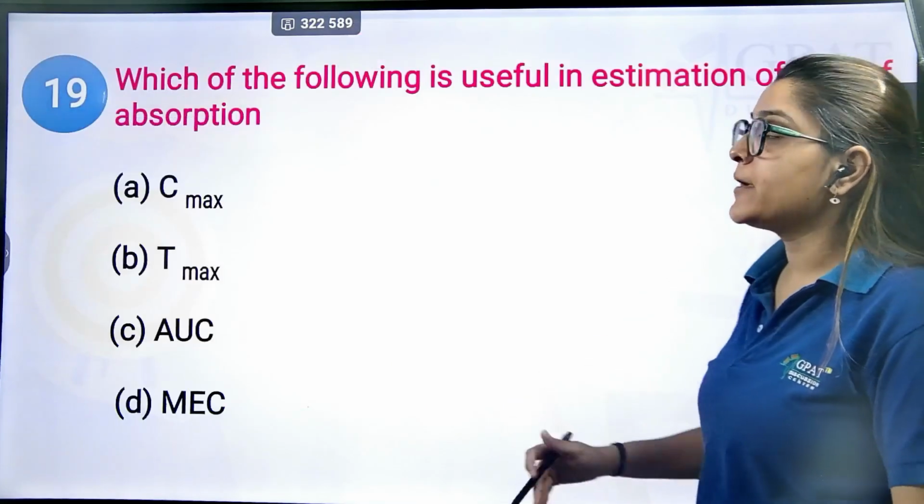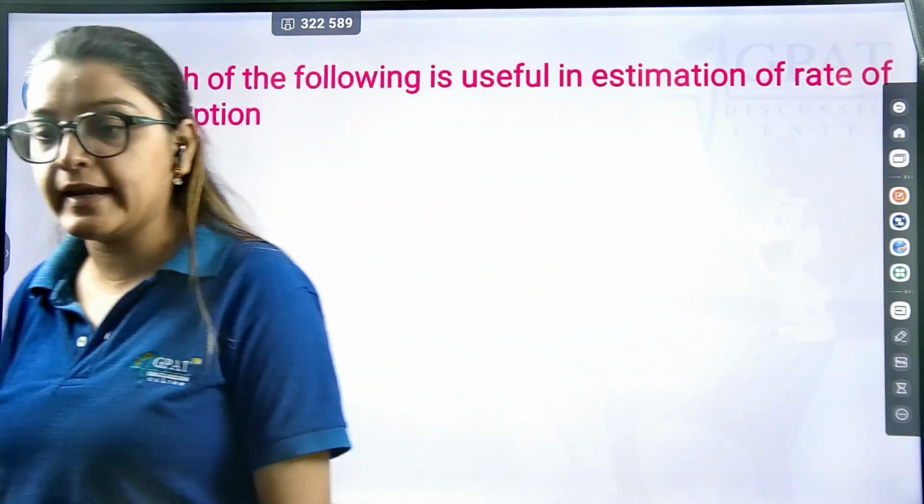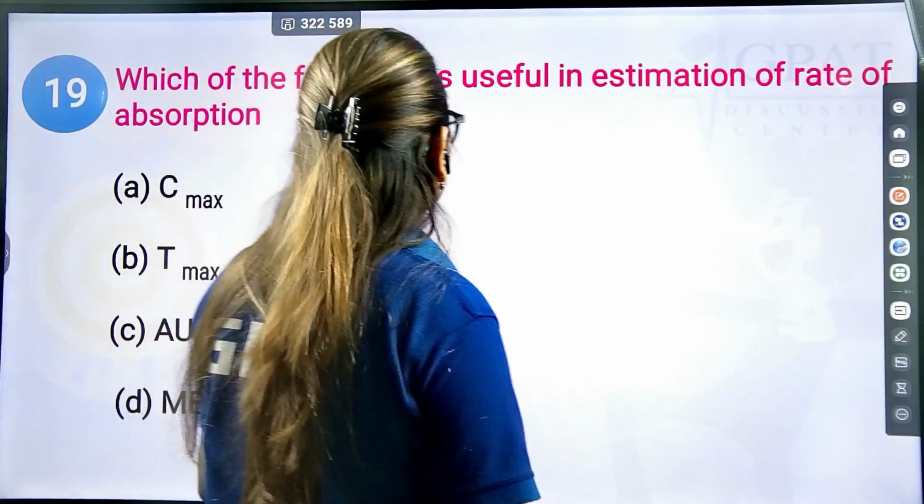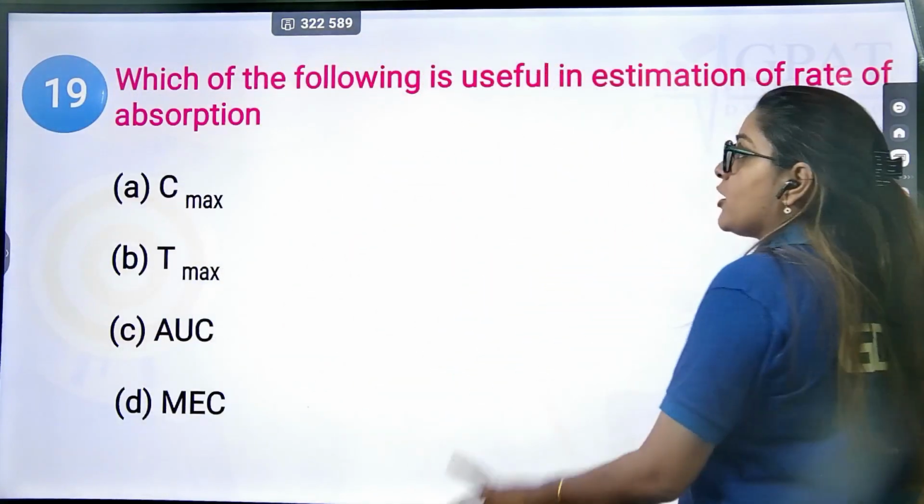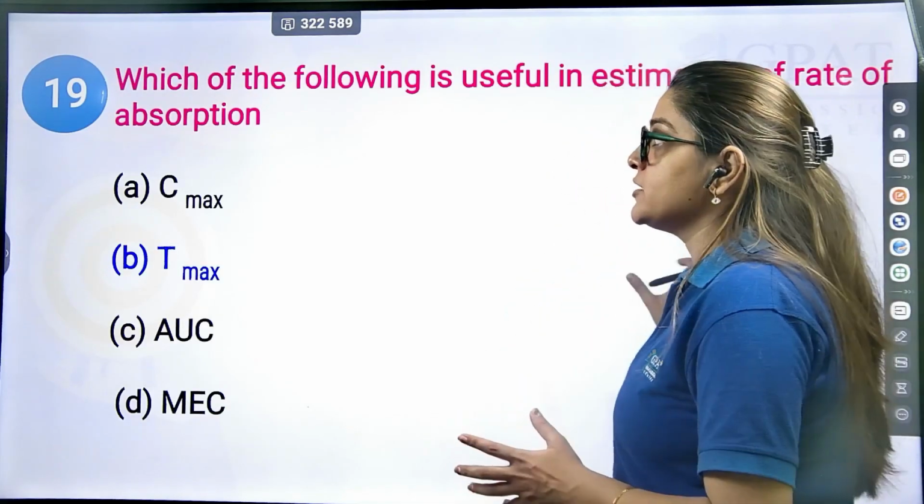Okay, next, which of the following is useful in the estimation of rate of absorption? Is it Cmax? Is it Tmax? Is it AUC? Or is it MEC, minimum effective concentration? For estimating the rate of drug absorption, we generally have the Tmax, right? We generally use the Tmax.